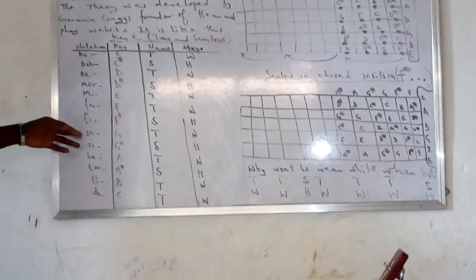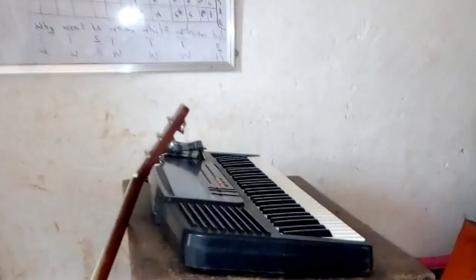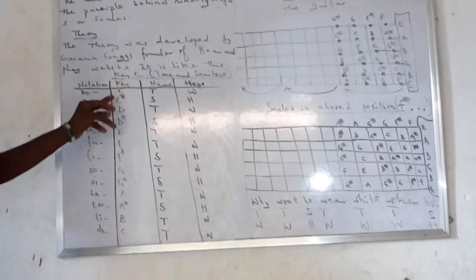Okay, looking at the table on the board, these are the notations. The man Solfeggio summarized the notation so to be do, de, re, mo, mi, fa, fi, sol, si, la, to, ti, do. Okay, on the piano, if this is the piano, for example, the first note you meet on the piano is C, and the note that follows C is called C sharp.